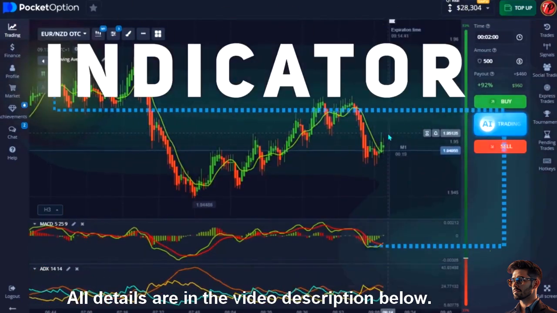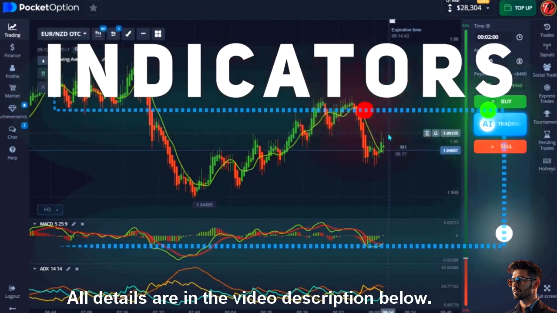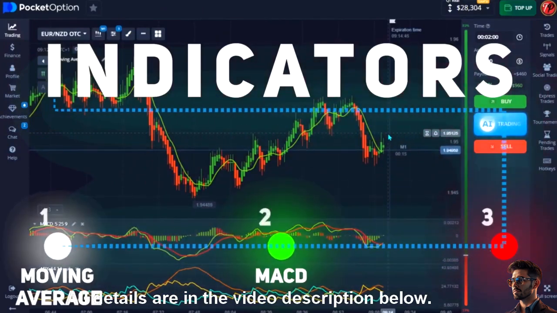So over here we're making use of 3 indicators. The first indicator I'm using is moving average, the second indicator is MACD, and the last indicator is ADX.